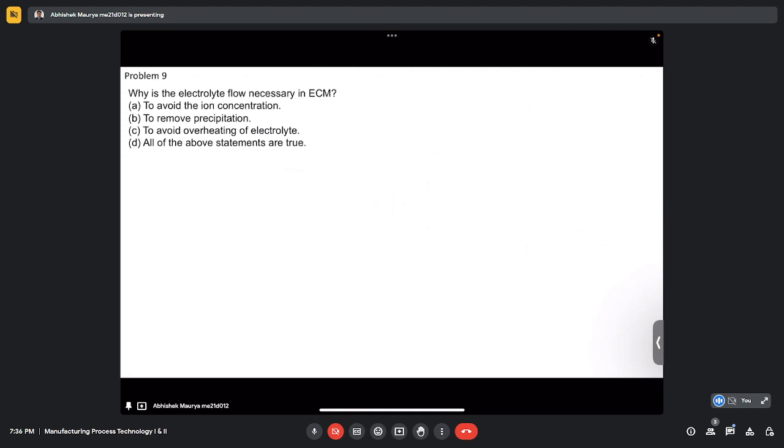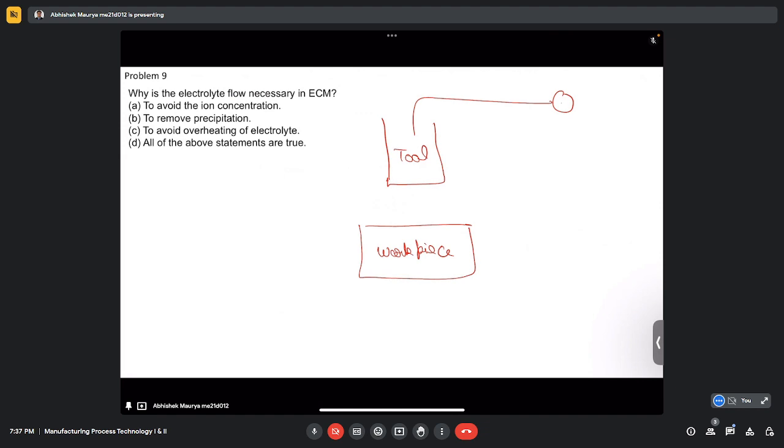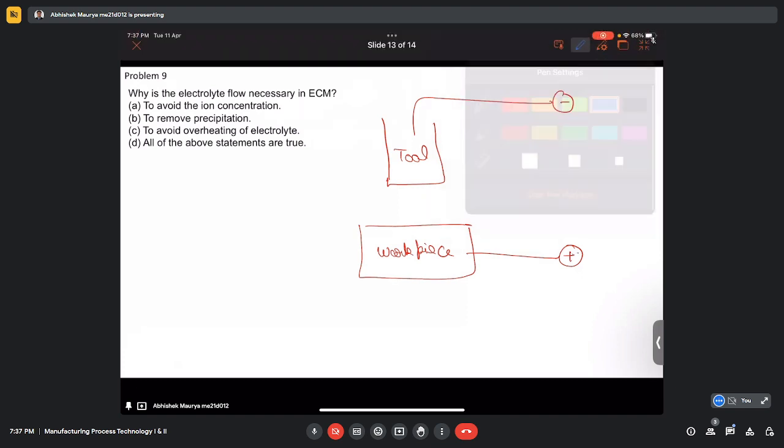Yes, you have given the correct answer. So again, we will quickly draw the schematic. It is a tool, and here we have the workpiece, and we are connecting the tool with a negative potential and the workpiece to the positive potential, and in between there is a flow of electrolyte which is taking place.